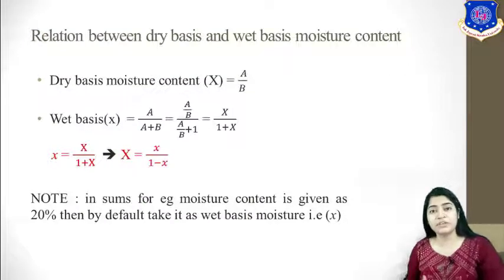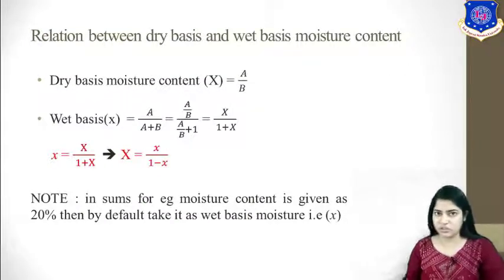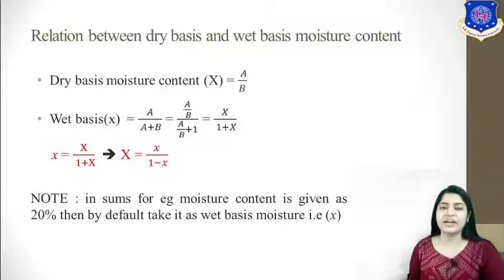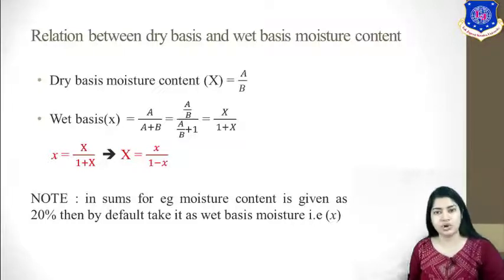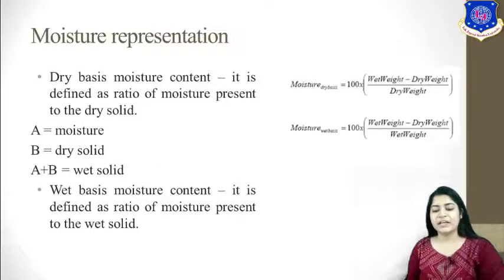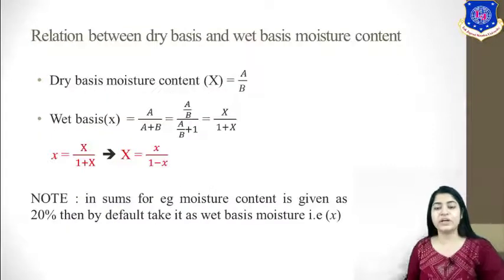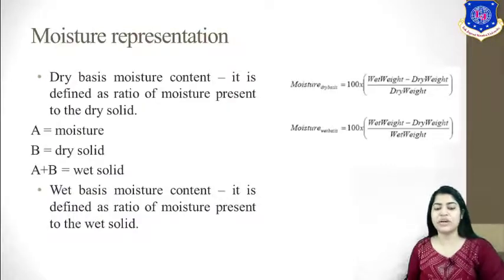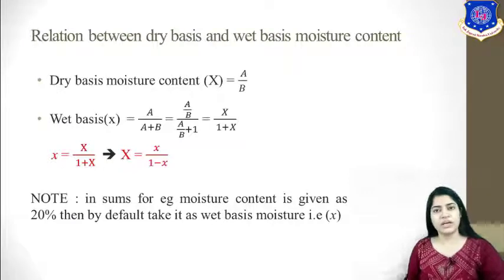Now the relation between dry basis and wet basis moisture content. What I define as dry basis is the ratio of moisture to the dry solid, hence I am representing it as A by B. Whereas your wet basis is represented as A upon A plus B, because it is the moisture present to the wet solid. Your wet solid is A plus B. So A upon A plus B is your wet basis analysis, right?